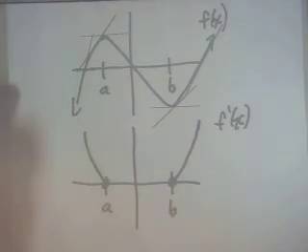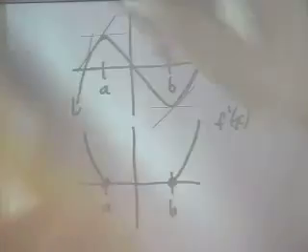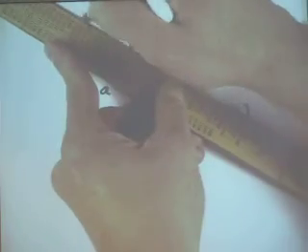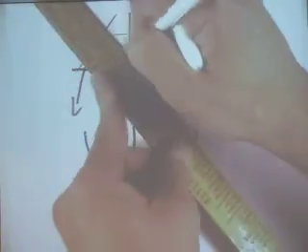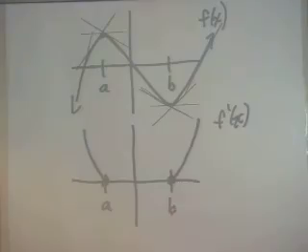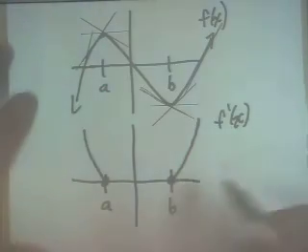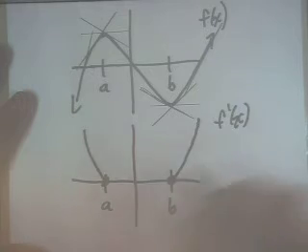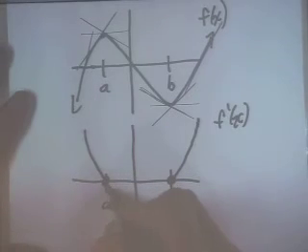But we see that in between a and b, wouldn't all of the tangents be negative? There's a negative tangent, here's a negative tangent, here's a negative tangent. So all of the tangents between a and b would have negative slopes, hence the derivative, which is just a function that spits out the slope of the tangent line, would be negative between a and b.